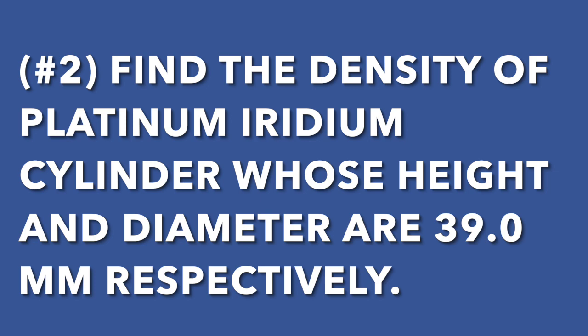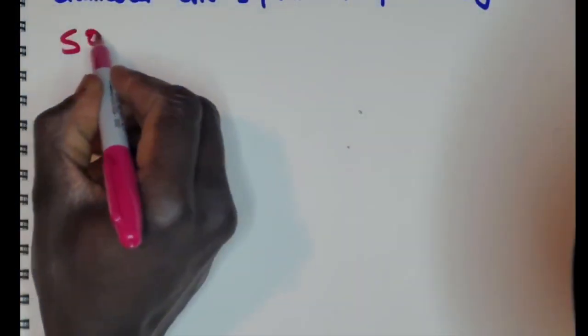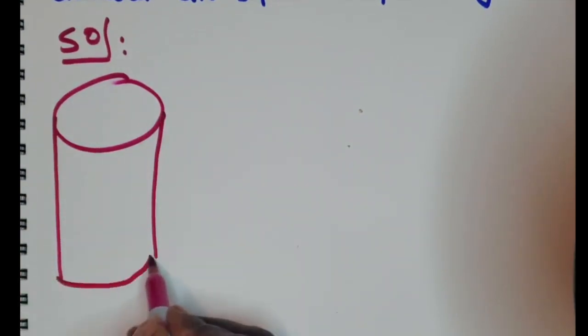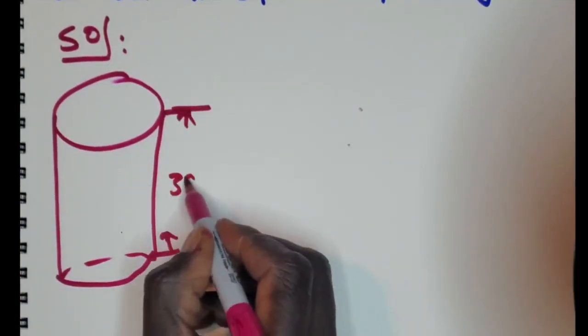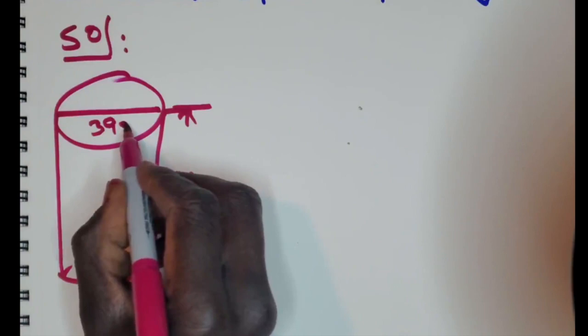Number two: find the density of a platinum-iridium cylinder whose height and diameter are both 39 millimeters. Solution: sketch the diagram to help you figure out what is going on. 39.